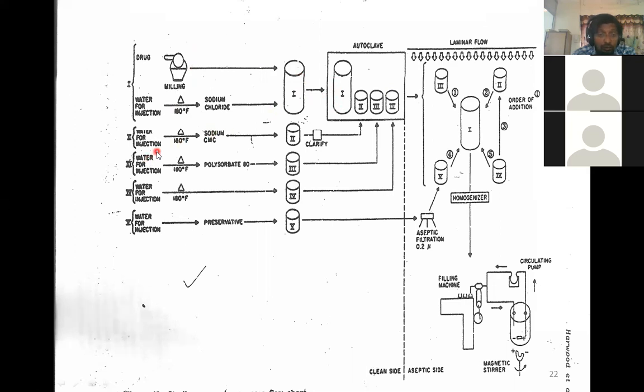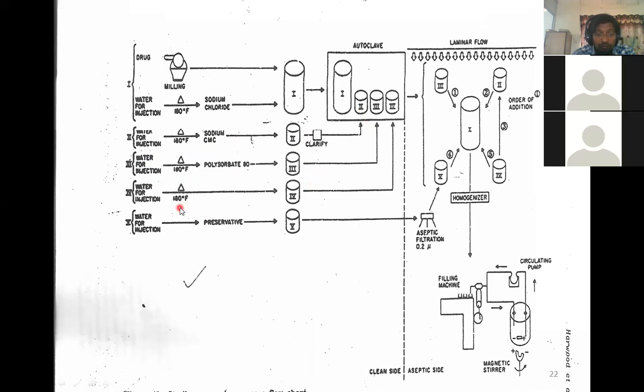Then you will take water for injection, heat it at 180 degrees centigrade, add sodium CMC, carboxymethyl cellulose, which generally acts as a suspending agent here, right? Then you will filter it, clarify it, in order to remove all the insoluble particles, and keep it in the autoclave. Then you will take the third part of water for injection, heat it at 180 degrees centigrade, add polysorbate 80, right? Polysorbate 80 here is a surfactant and wetting agent. Then that third part is also kept in the autoclave.